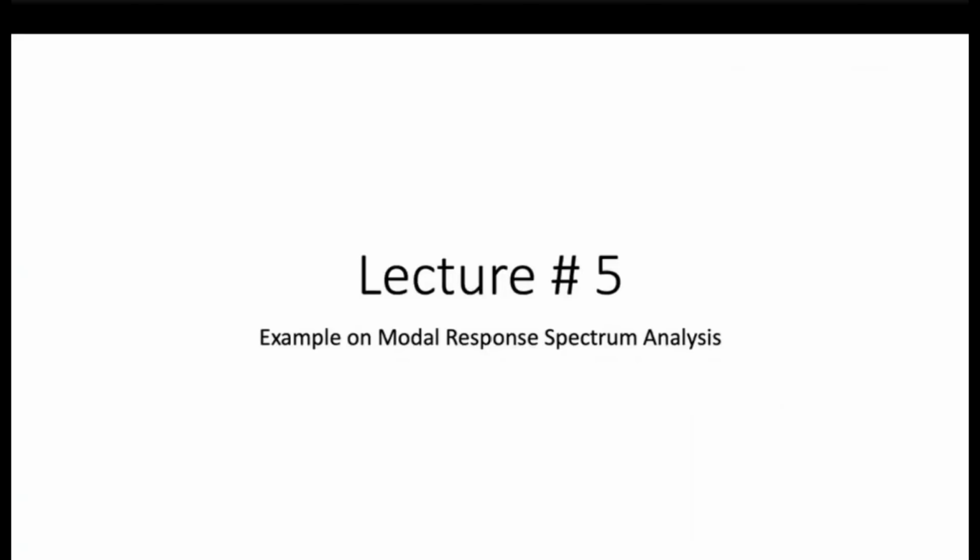Last time, in the previous lecture, we were discussing the analysis of multi-degree freedom systems and the application of modal response spectrum analysis. We presented some steps on how to extend the procedure for the analysis of a real case study problem. In this lecture, we are going to attempt an example of how we actually apply those steps in the analysis of a structure.